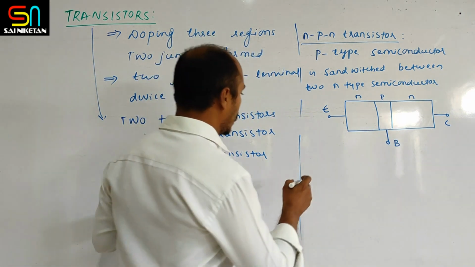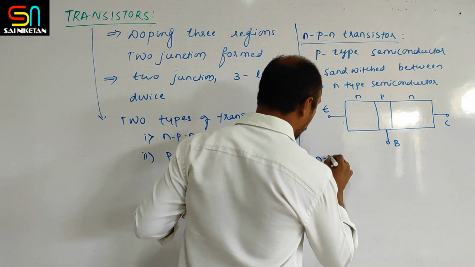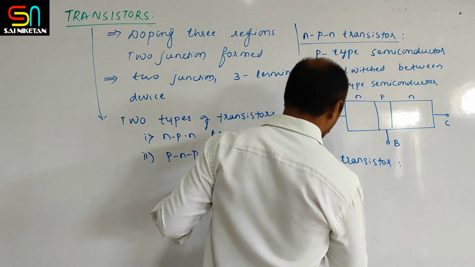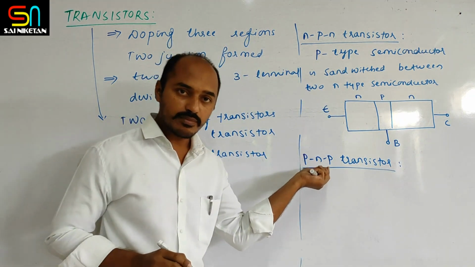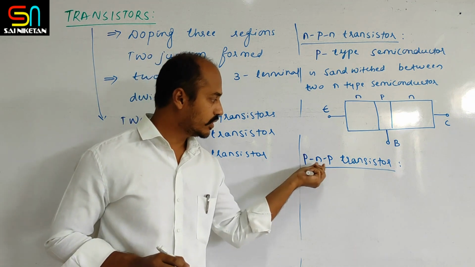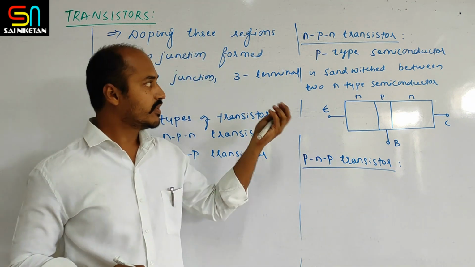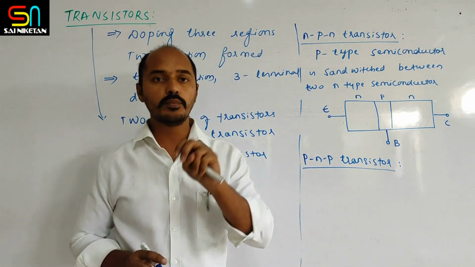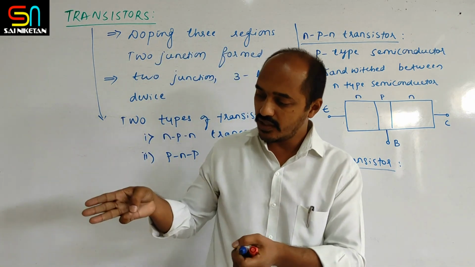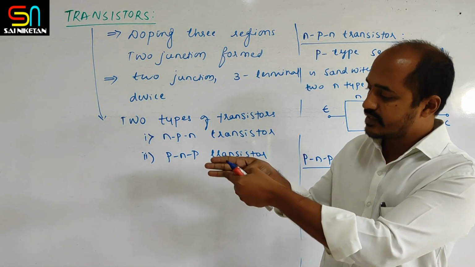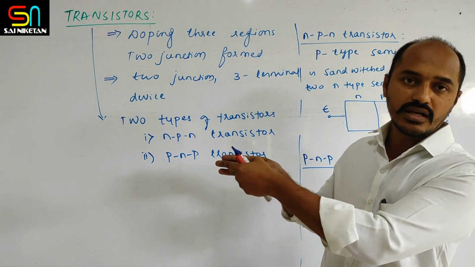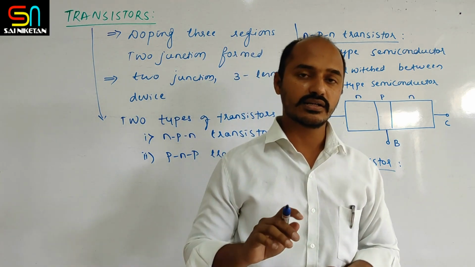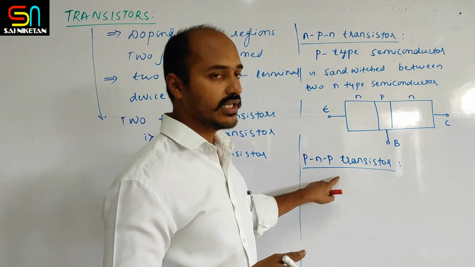Similarly, if I ask you to define a PNP transistor, how can you define it? The name itself is indicating that an N-type semiconductor is placed between two P-type semiconductors. The same definition you have to write. First, an N-type semiconductor is sandwiched between two P-type semiconductors. Like if I take three fingers, this is P-type and this is P-type, and the middle finger is the N-type semiconductor. So an N-type semiconductor is placed between two P-type semiconductors. Then the obtained transistor is called a PNP transistor.